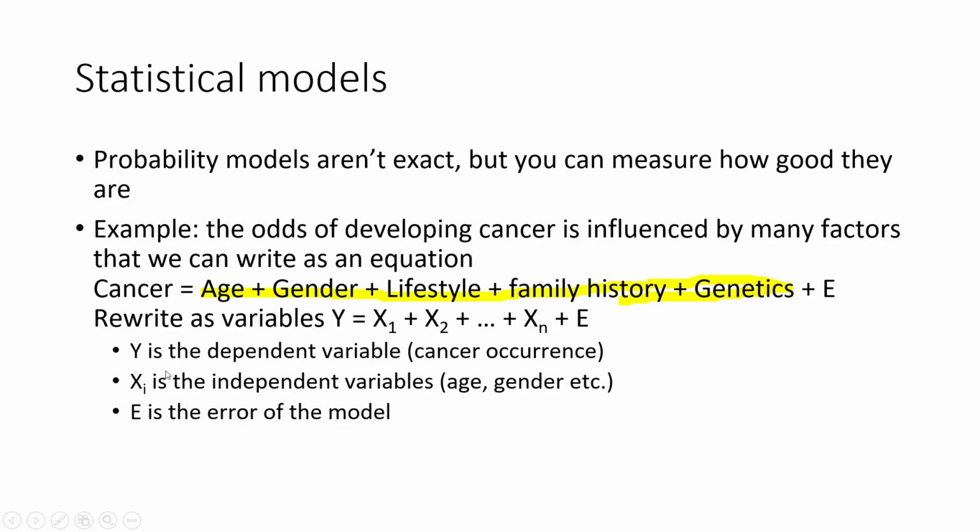Okay? So we can rewrite this with variables, because this equation has a lot of words in it and it's very long. Y here is the dependent variable, or how likely you are to get cancer. And X is your independent variables, so the X's: X1, X2, X3. These are your independent variables, such as age, gender, lifestyle, genetics, and so on. All right? And E is the error of your model. That is the error level of your model.